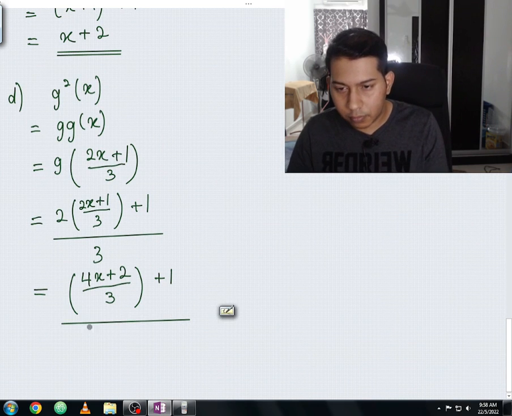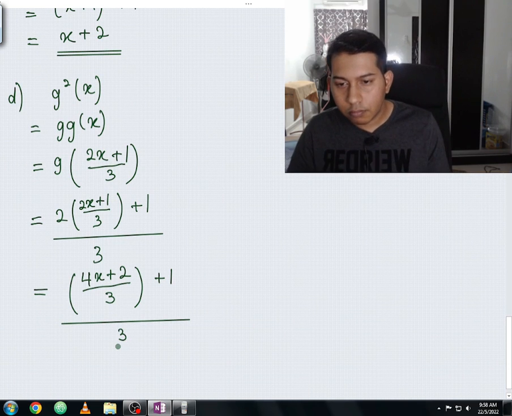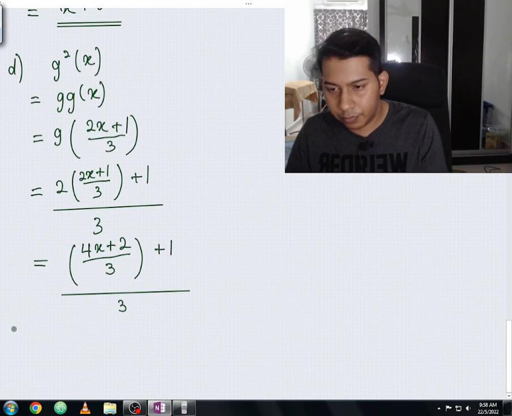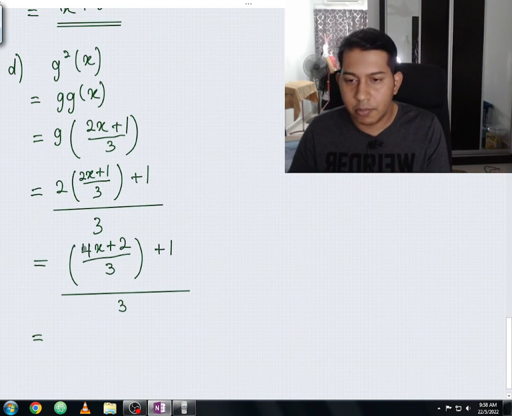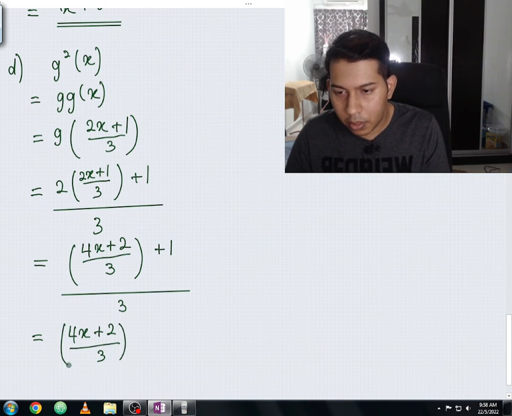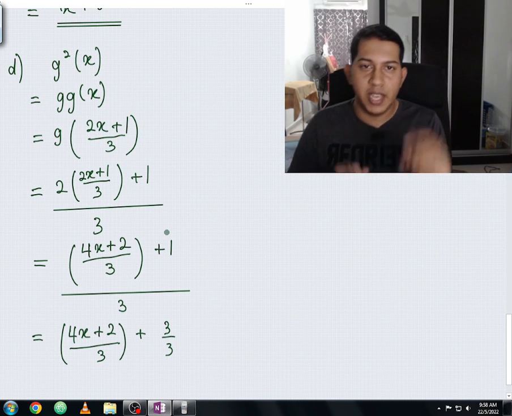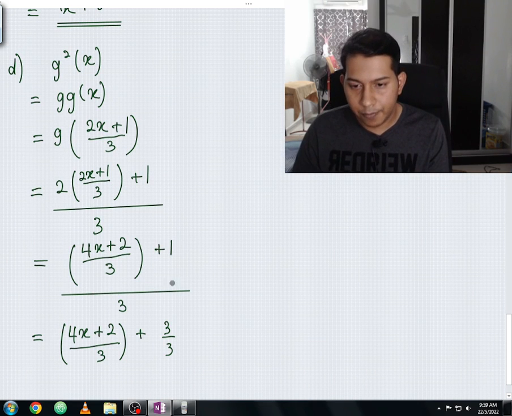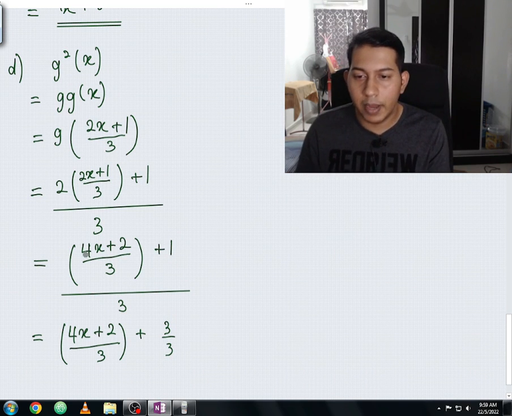So once you solve this, you proceed with the addition. No worries, I'm going to show you step by step so you won't miss. So from here (4x plus 2) over 3, and then you add 3 over 3. Since it's 1 over 3, you make the denominators the same by multiplying by 3 here, and then you add the numerators. When you multiply the numerator, you must multiply the denominator as well. That's how you have the 3 over 3 here. 3 divided by 3, you get 1, right? So that's how you're going to combine, guys.